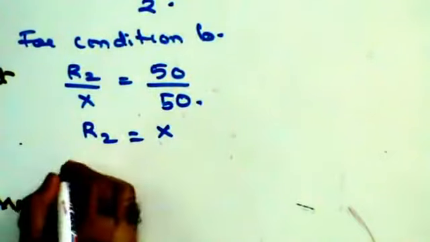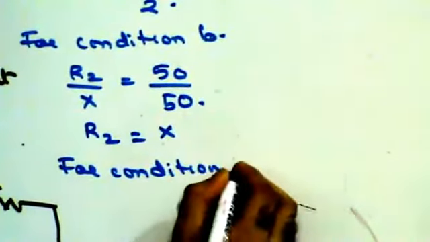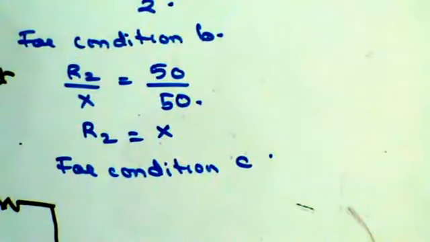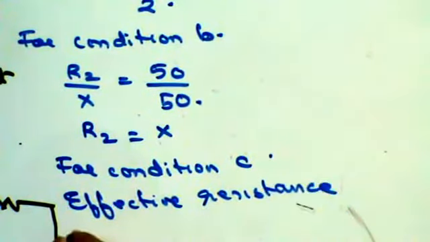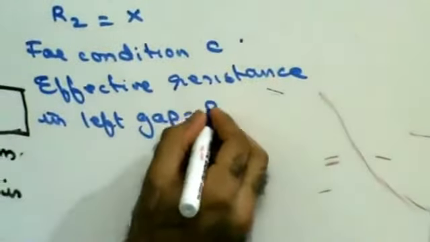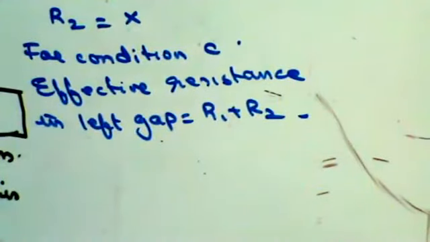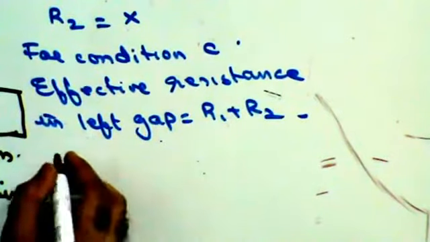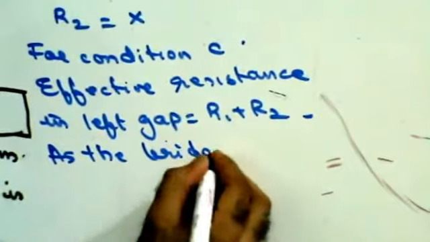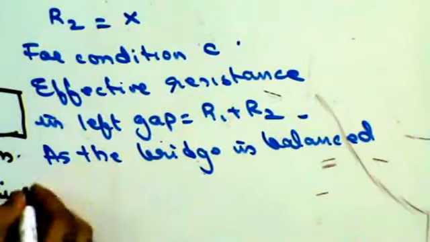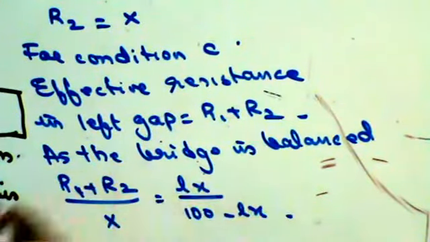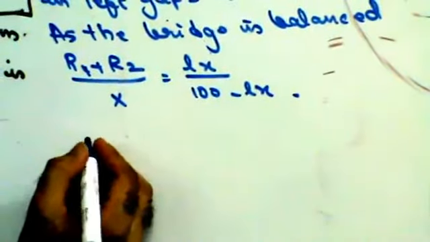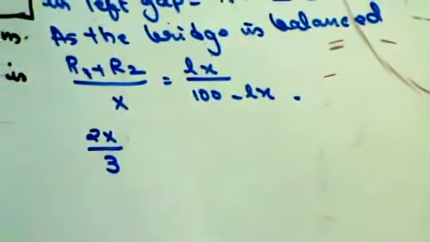Now, for condition 3, they are saying that R1 and R2 are in series in the left gap. Therefore, the effective resistance in the left gap will be nothing but R1 plus R2, because they are in series. Now, as the bridge is balanced, I can therefore say that R1 plus R2 upon X is going to be Lx upon 100 minus Lx, right? R1 can be written as 2x upon 3 from equation 8.